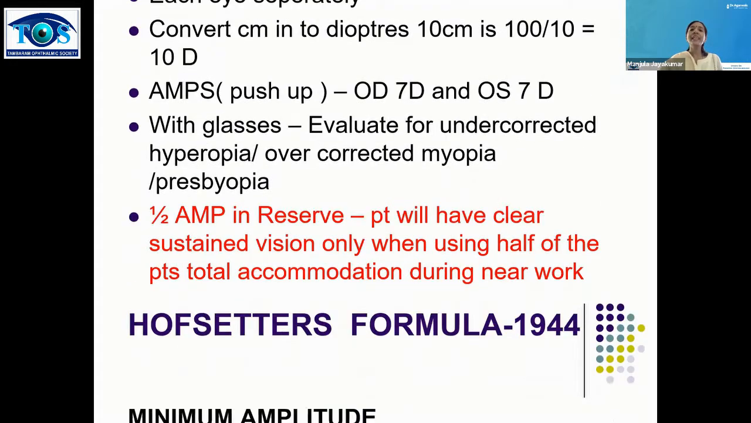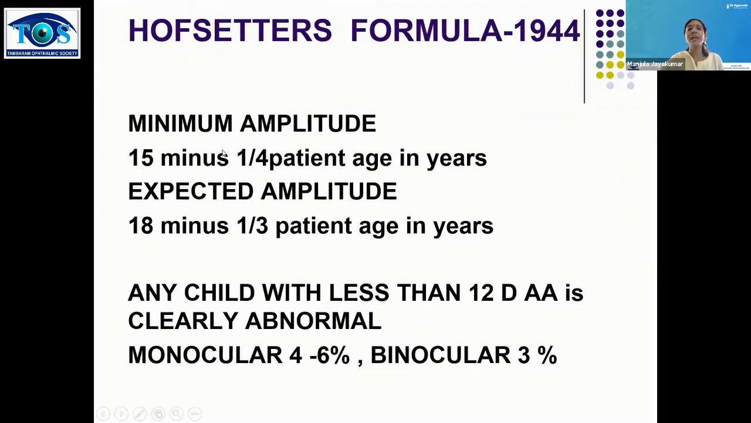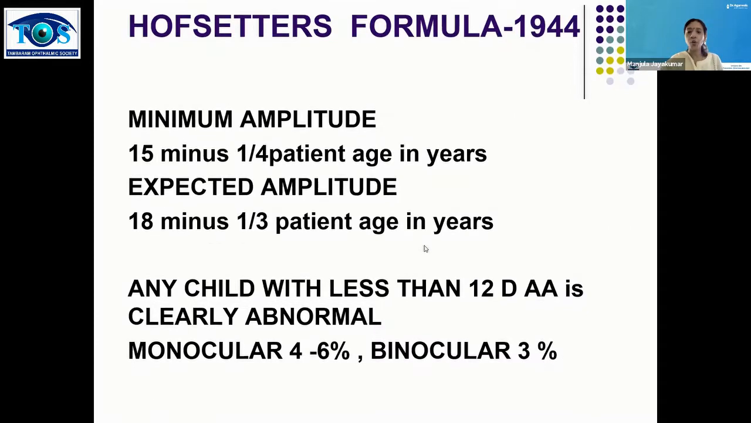Okay, so there is a formula called Hofstetter's formula. Using this formula, you can estimate whether the amplitude of accommodation is normal, or at least the minimum that is expected for age. And any child with less than 12 diopters of amplitude of accommodation is clearly abnormal.